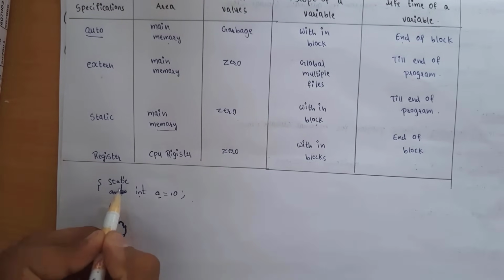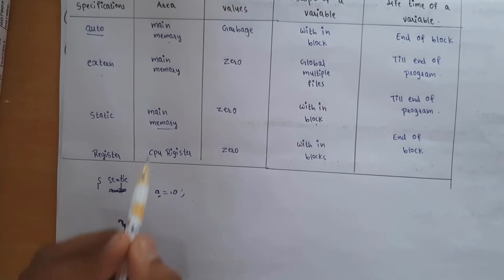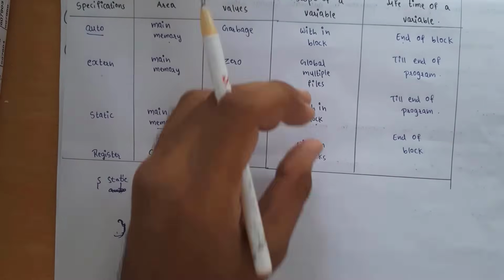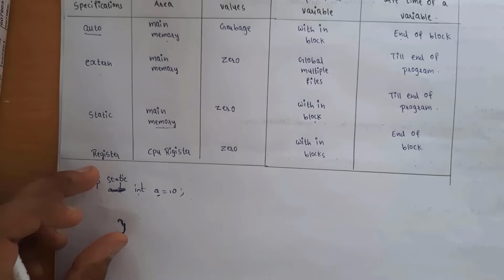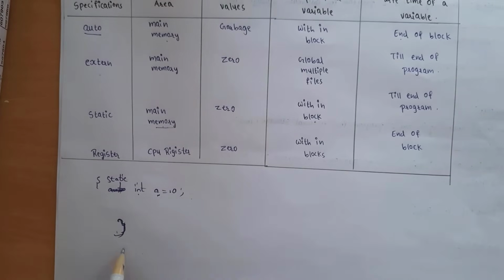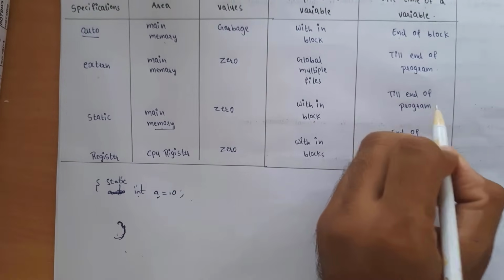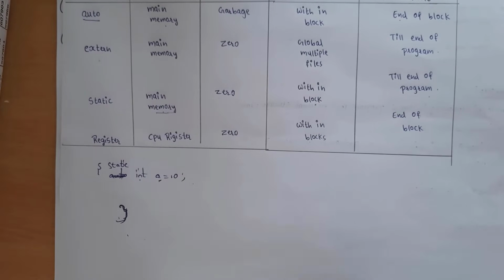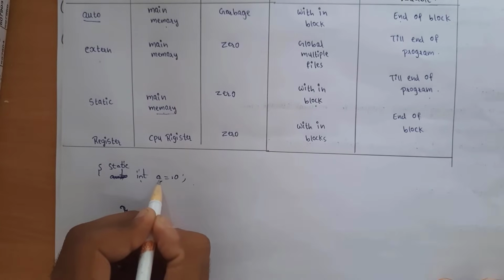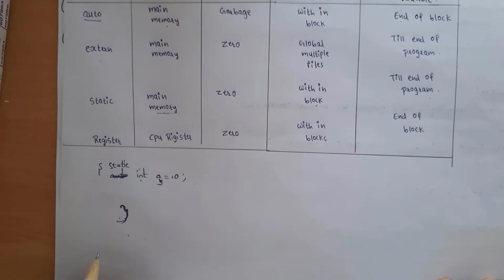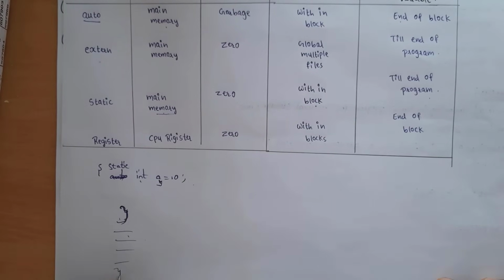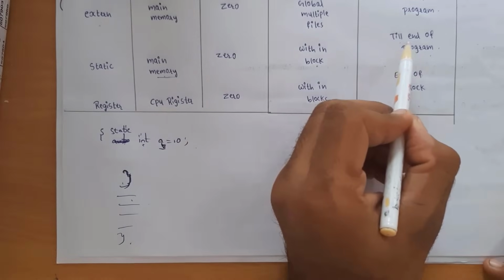In place of auto, if you use static, then this variable a is stored in main memory and the scope is within this block. That means we cannot access this variable outside the block. And the lifetime is till the end of the program. That means from the time we declare this variable, until the end of the program this variable will be present.